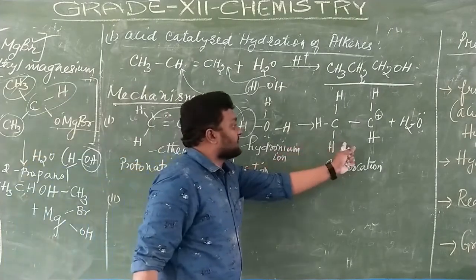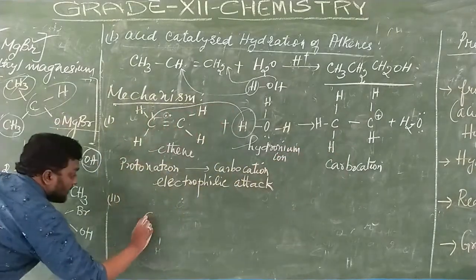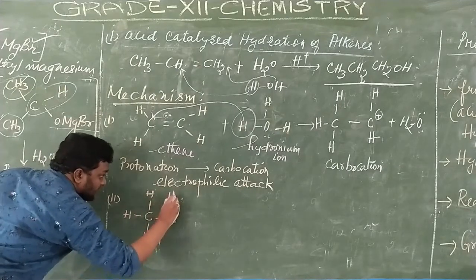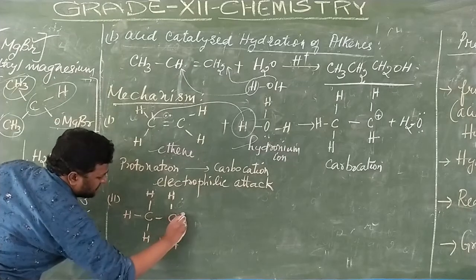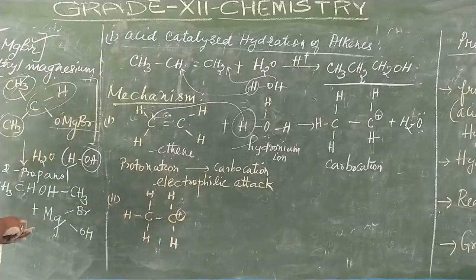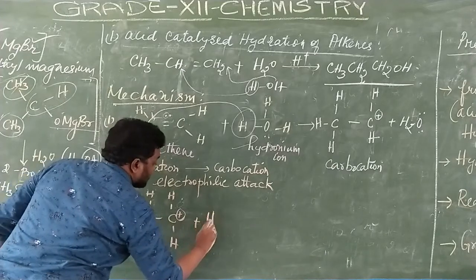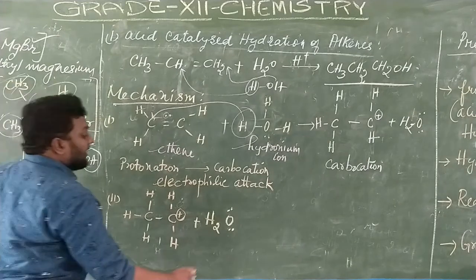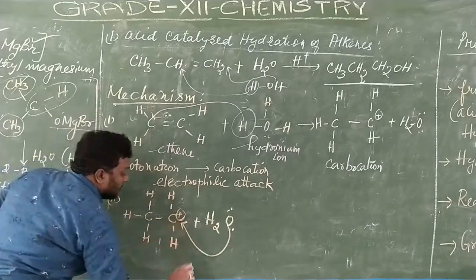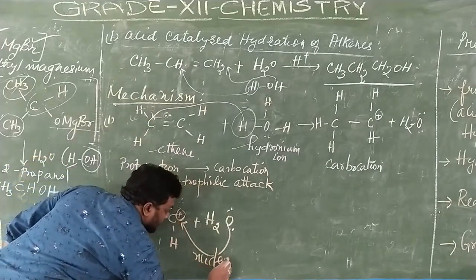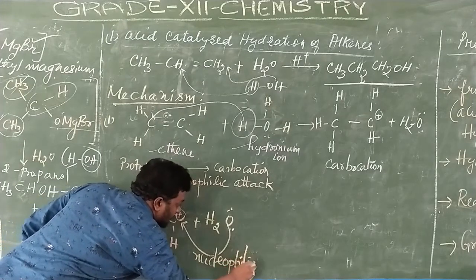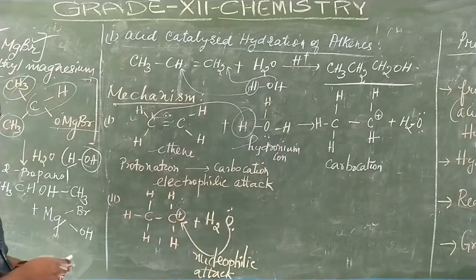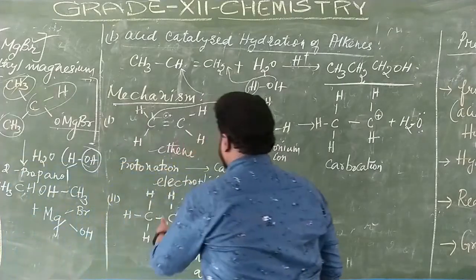Take out this product which we have formed, carbocation. Carbocation is H bond C bond H bond H. This is plus. On treatment with water, this H2O, on treatment with water, there is a nucleophilic attack. This is called as what? Nucleophilic attack. But what is the product we formed after the nucleophilic attack?